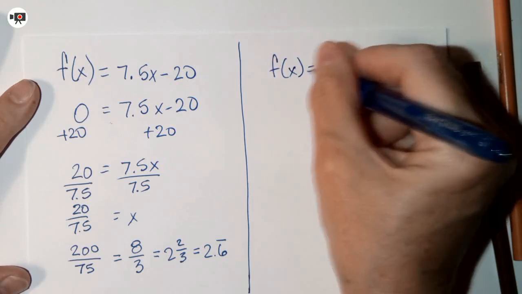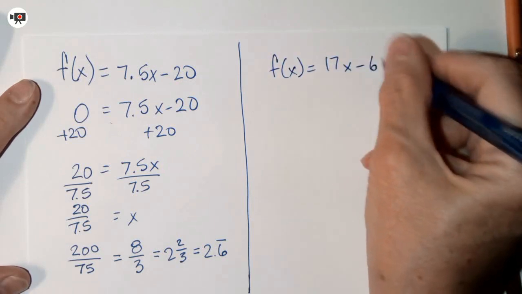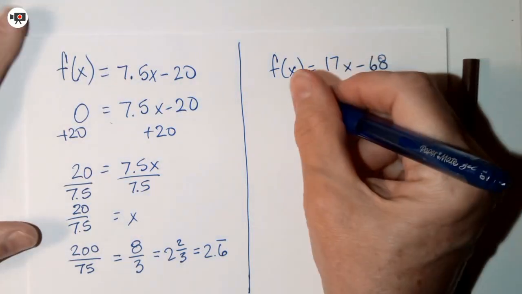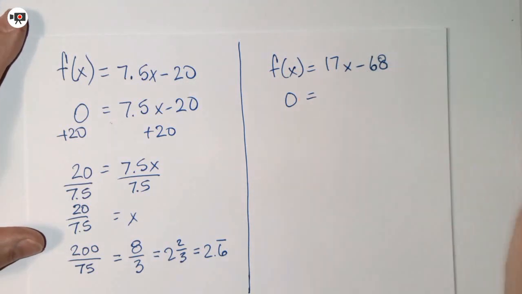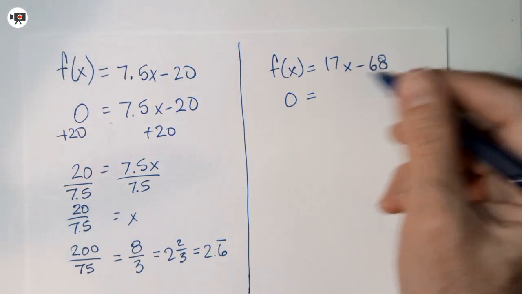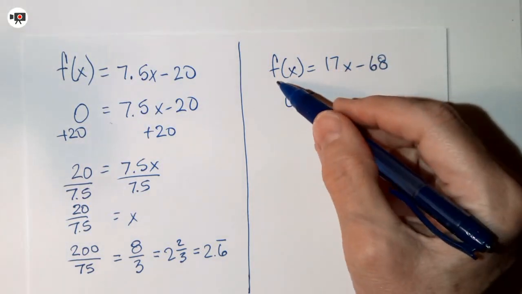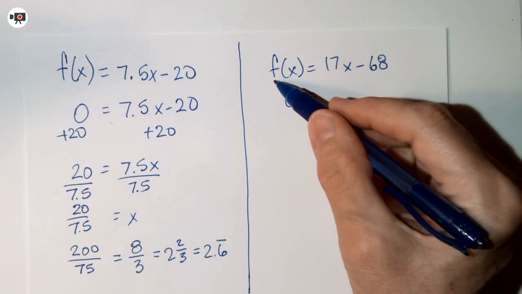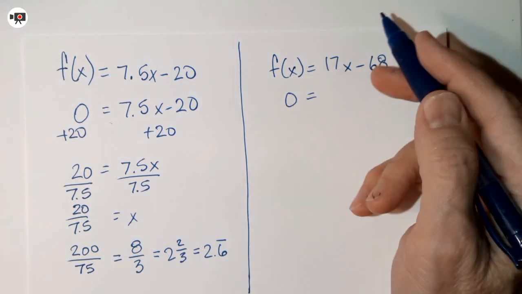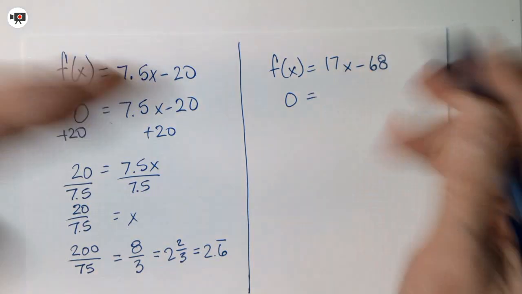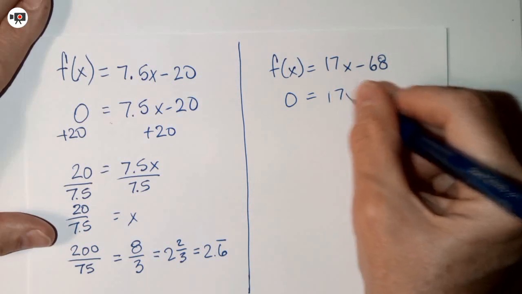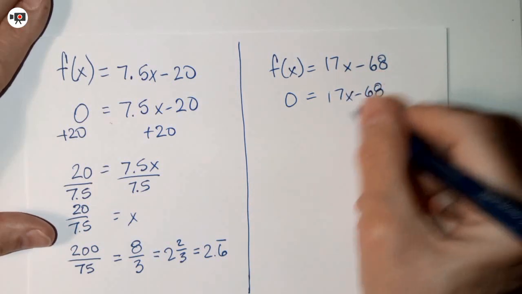f of x equals 17x minus 68. Okay, again, we're asked to give the 0, so f of x is 0. If it said y, it'd still be 0. We just like the f. And a reminder, I've said it multiple times, this is not f times x. It's a special algebraic terminology that says the value of the function at x is. Okay? So we start with 0. We just do the same thing to manipulate our terms.